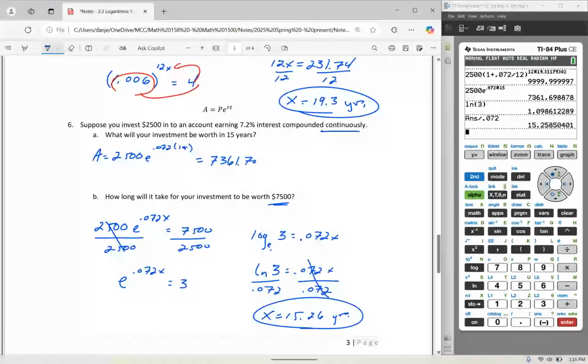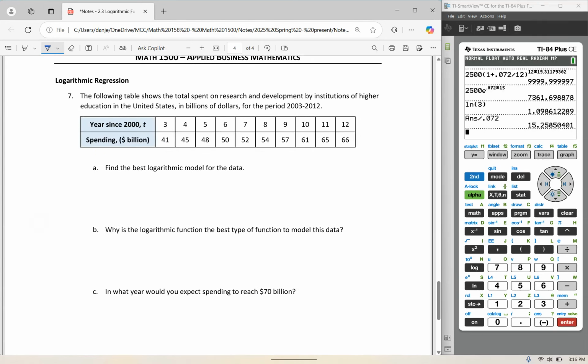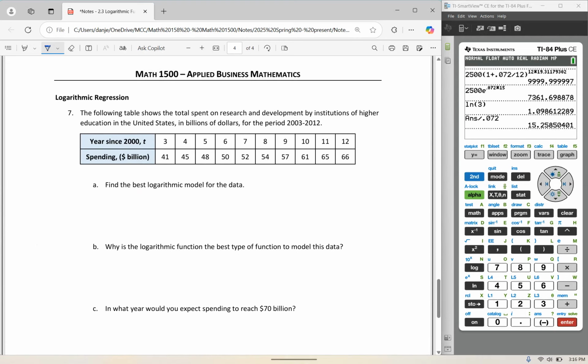Okay, so we're going to use logarithms, like I said. If I know the exponent, I don't need logarithms. I use the exponential function to find A. If I know A, but I don't know x, I don't know that time, I use logarithms to go the other direction. Okay? Real quick, logarithmic regression, very similar to the regressions we've done before.